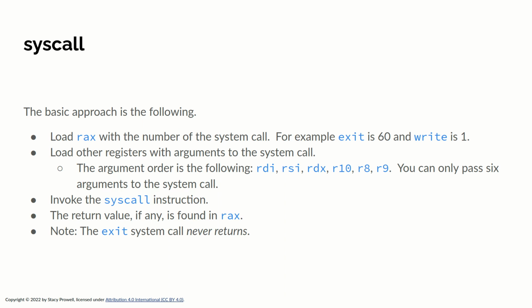You invoke the syscall instruction that transfers control to the operating system, which then fulfills that system call. If the system call returns, the return value will be in RAX. And some don't ever return. Exit is an example of a system call that never returns.